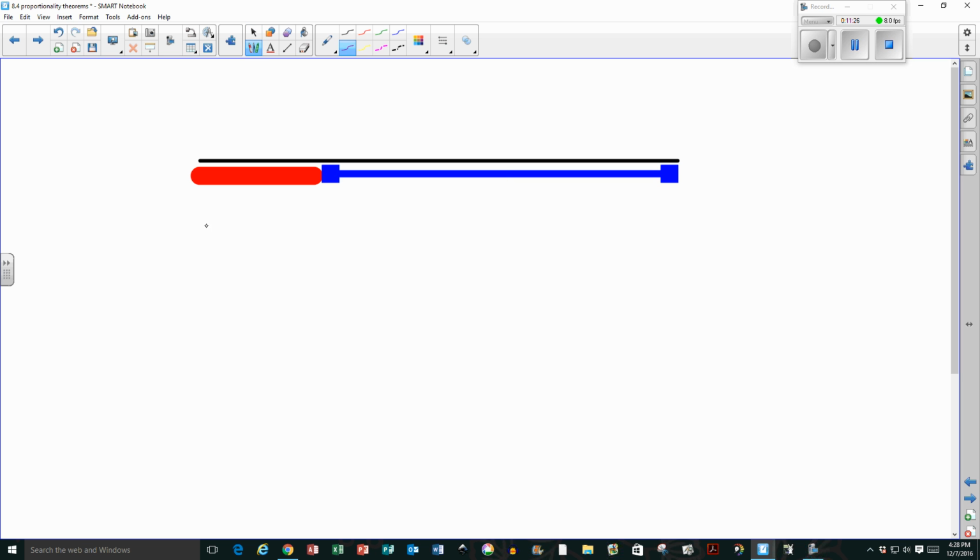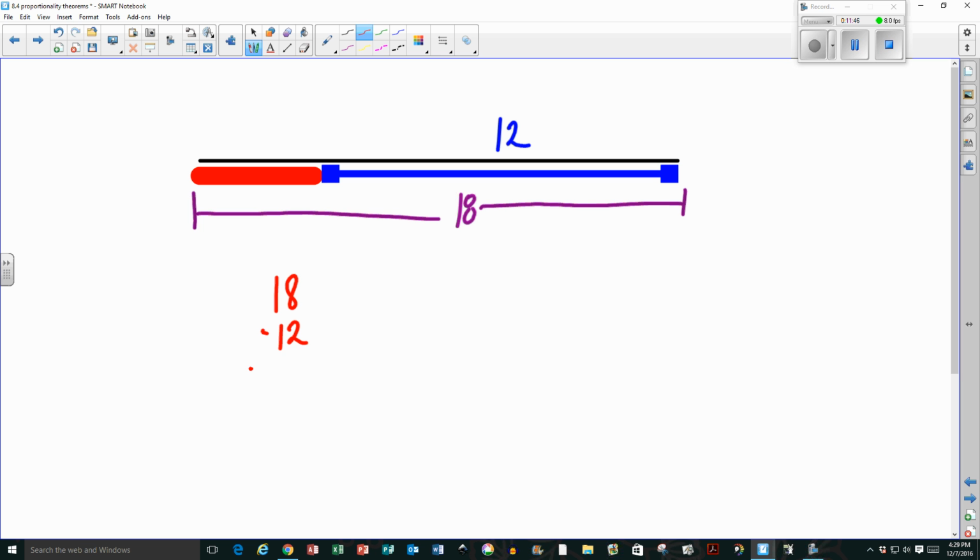So if I said that the whole thing from here to here, the whole thing is 18, and I say that the blue part is 12, how are we going to go about finding the red piece? Well, we know that the whole thing is 18, and if I come inward, then I'm going to be subtracting 12, so that would leave me with 6. So that would mean that the red piece would be 6.